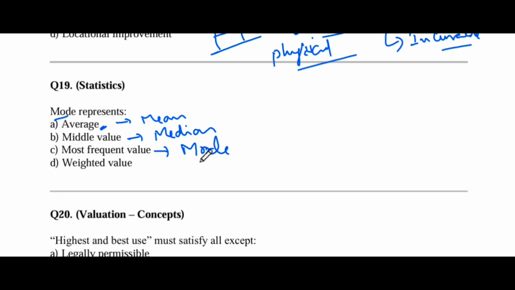Remember these terms. Average is mean. Middle value is median. Mid. You can remember that: MOD, MED. Just one letter changes. Middle value, median. Most frequent value, mode. Average means mean, it is very famous. We know all that. So what is weighted value? Weighted value refers to the weighted average, where values are adjusted based on their importance or frequency, but it is not the mode. So the correct answer would be most frequent value.